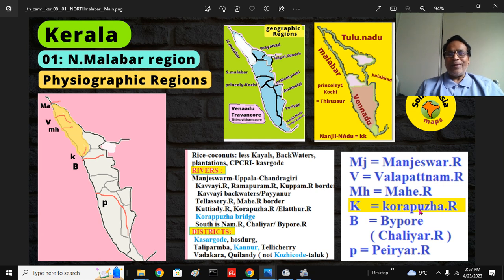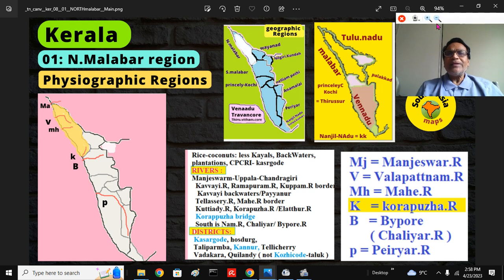Then of course Korapuzha, the border north of which is North Malabar. Crossing the Korapuzha, entering south, is South Malabar. Kozhikode is close to that. The Beypore Chaliyar river is the border of Kozhikode district, right? Beypore. Then the Periyar, of course, the major landmark, the Periyar Plateau, Periyar River; Kodungallur, Cochin and Ernakulam will be somewhere close to there. So these are the rivers, these are the abbreviations.